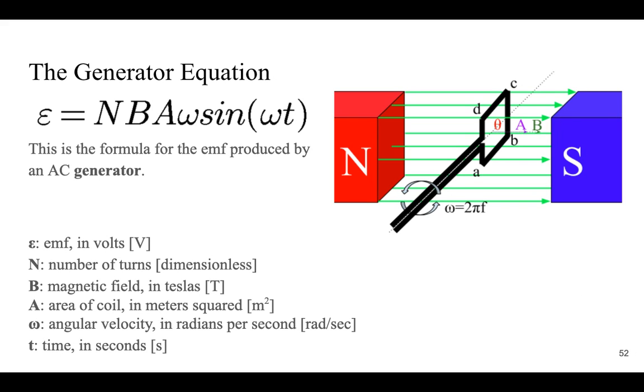So this is the formula for the EMF produced by an AC generator. So yeah, this is important. This is how a generator works. So here's our formula. What do all these symbols mean?